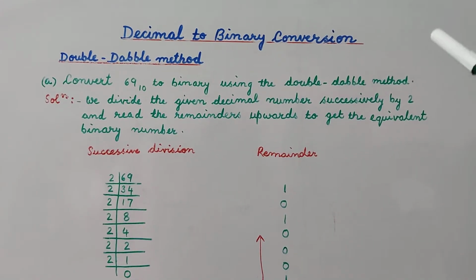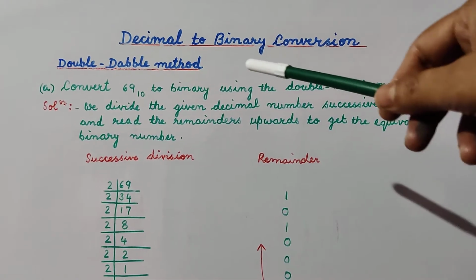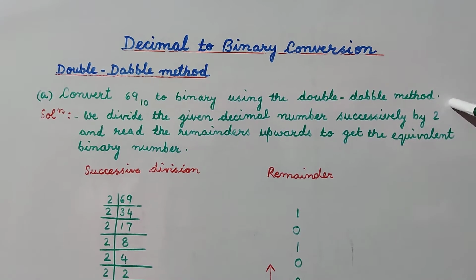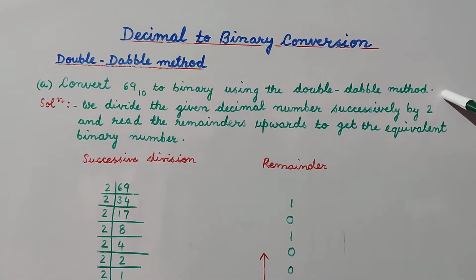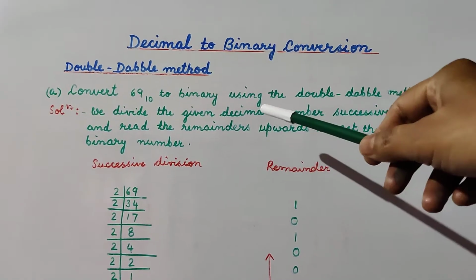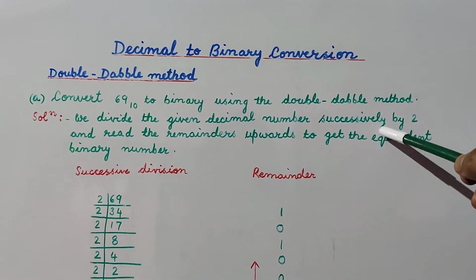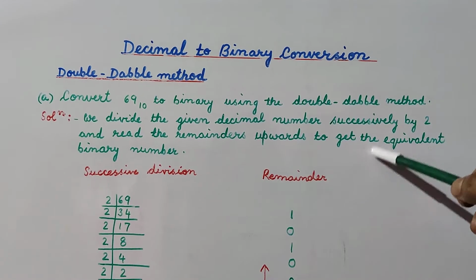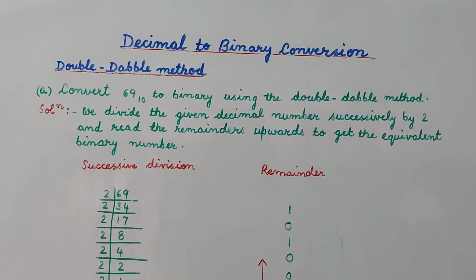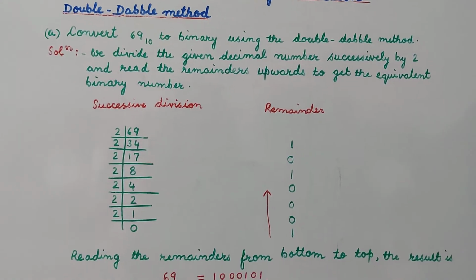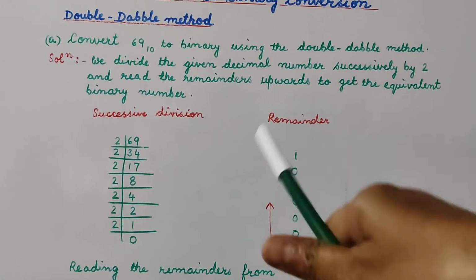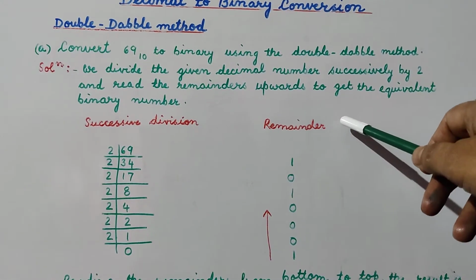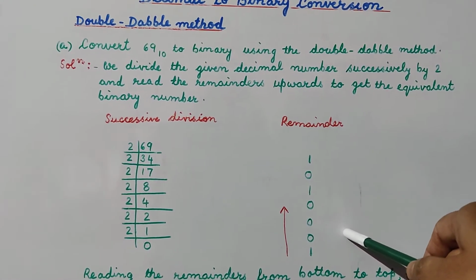The first problem which we have taken is to convert 69, which is in decimal, to binary using the double dabble method. For this, we will divide the given decimal number successively by 2 and we will read the remainders upwards to get the equivalent binary number. So in order to use the double dabble method, we will make two columns. One column will show the successive division and the second column will show the remainders.